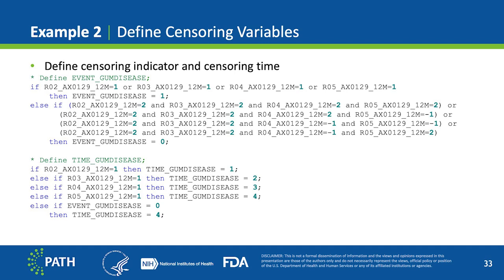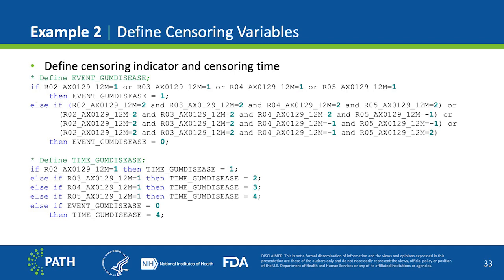The event of interest is whether adults reported gum disease in the past 12 months from wave 2 to wave 5. If they reported it at any wave, the event gum disease will get a value of 1. If it never happens throughout all 4 waves, it will be assigned 0.